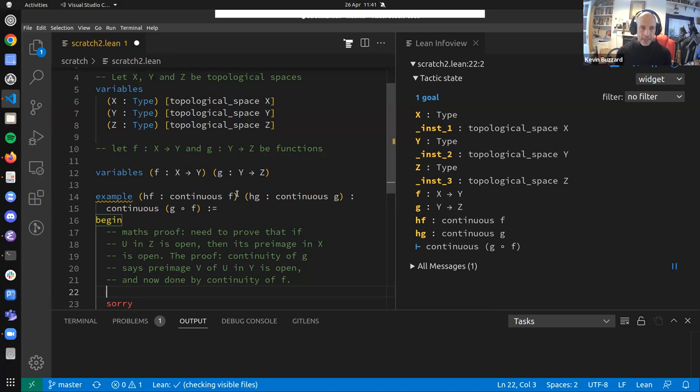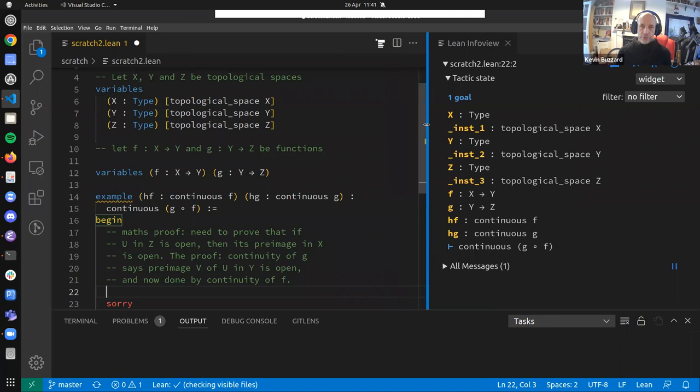And now that's a sketch written in a human language, and now I'm just going to translate that sketch into a computer language, and we can watch it unfold in real time. So the first thing we need to do is get from the assumption that something is continuous to its definition, the statement that the pre-image of an open set is open. So let's rewrite continuous_def.